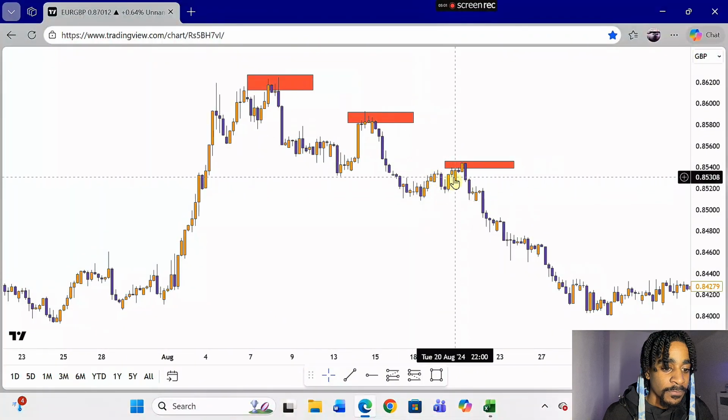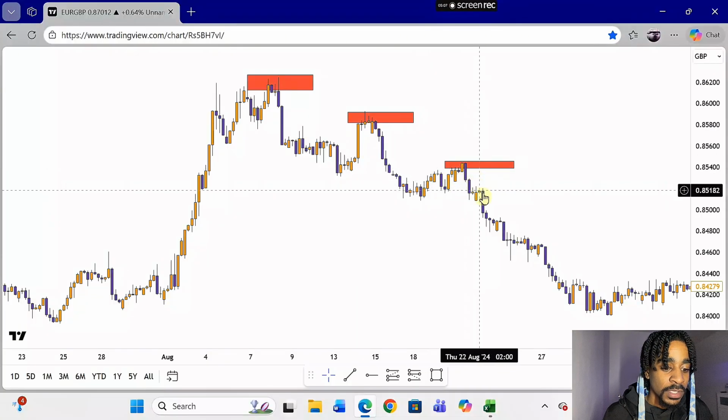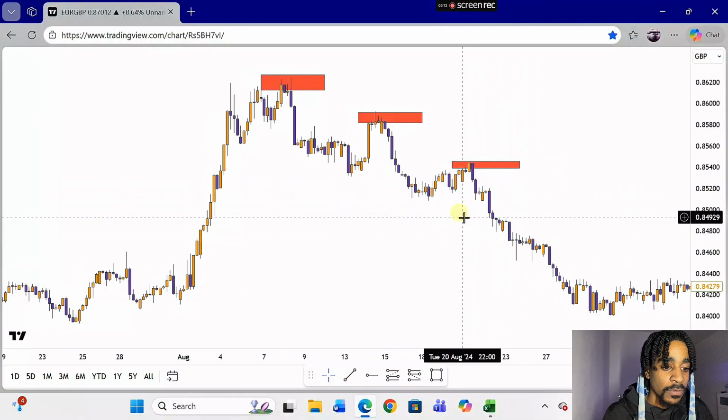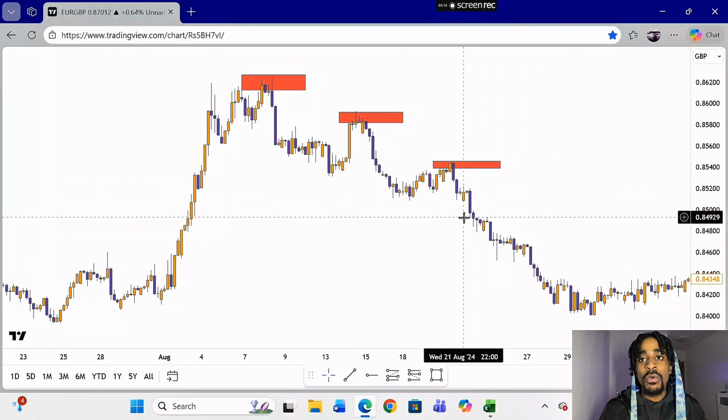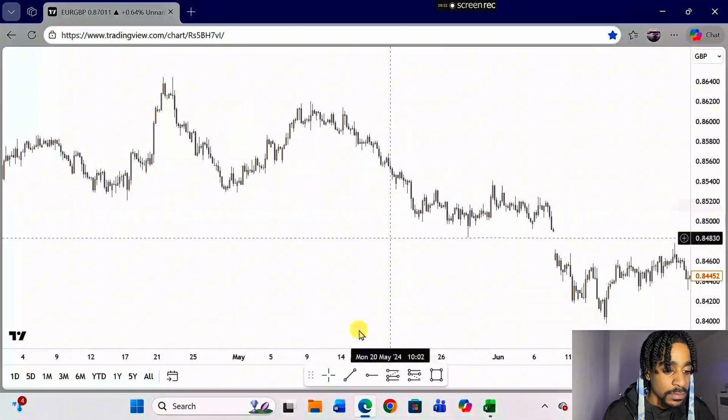And then this one is Wednesday, so that's the third day of the week, we see a reaction and a huge price action move. So not only is it the month, but it is the week. Let's scroll back and see more.